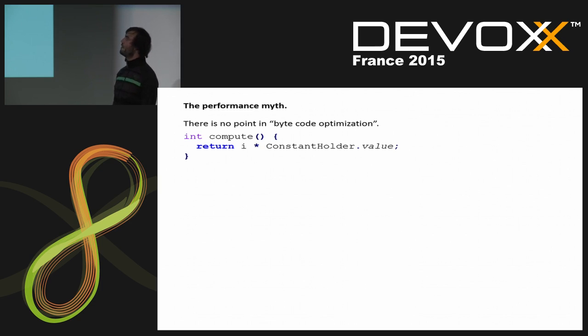We have a method that computes something. We multiply a value i with a constant that we get from some field. A C programmer would say now, well, this is not efficient, right? We have a constant value, we can just copy that into the method.